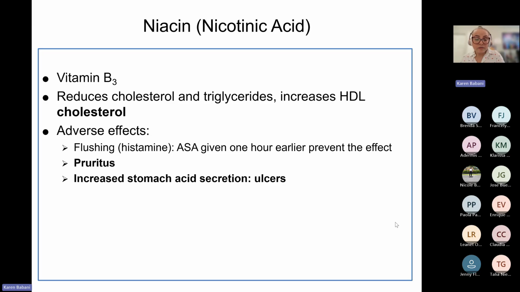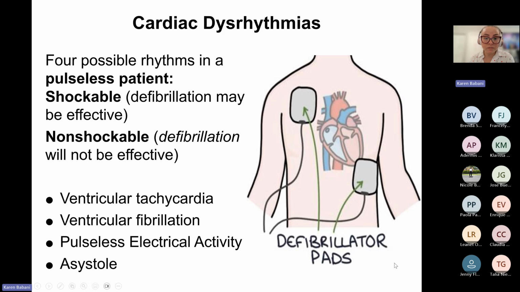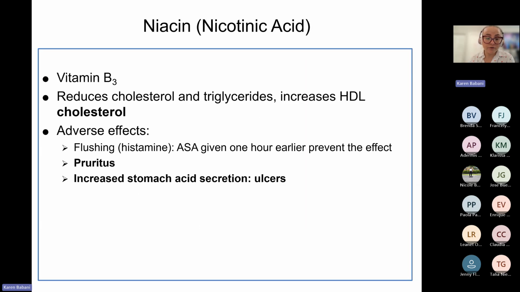We talk about the pruritus because, again, the histamine release increases stomach acid secretion, leading to ulcers. Remember, every time you have histamine release, you can have ulcers. The most important ones, like I said, I just went over briefly, because the most important ones are going to be your statins.